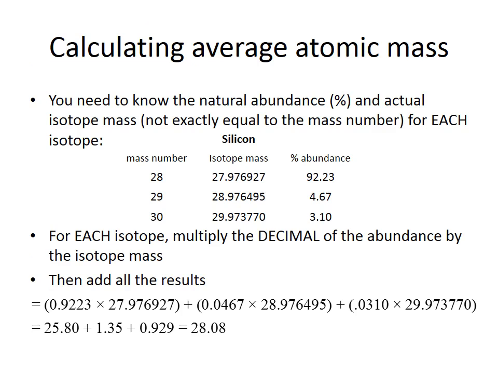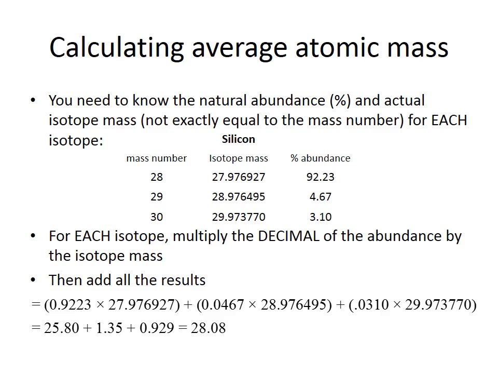This one is silicon. Silicon has 3 isotopes, mass numbers 28, 29, 30. Now in reality, the actual mass of the atom is not 28, 29, and 30. It's slightly less, and there are some details to why that I'm not going to go into. But I take the isotope mass, and I'm going to multiply it by the abundance for each in decimal form to get the proportion of each one.